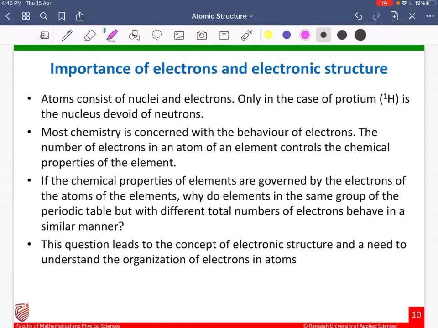Now, why is there importance given to electrons and electronic structure? Atoms consist of nuclei and electrons. Only in the case of protium is the nucleus void of neutrons. Most chemistry is concerned with the behavior of electrons only. The number of electrons in an atom of an element controls the chemical properties of the element.